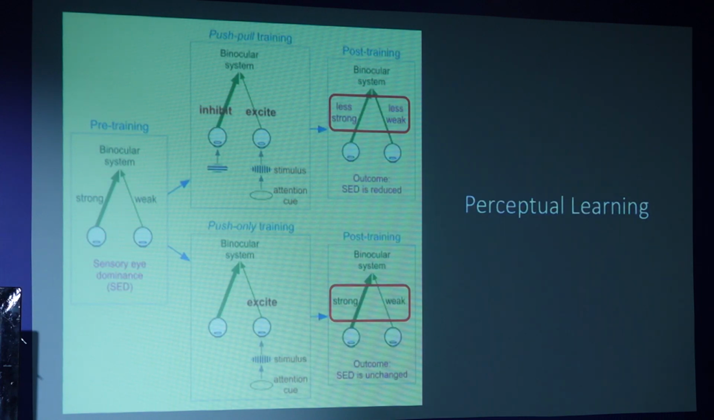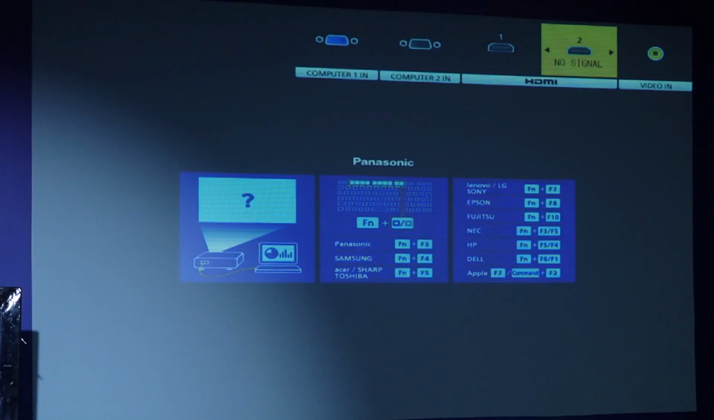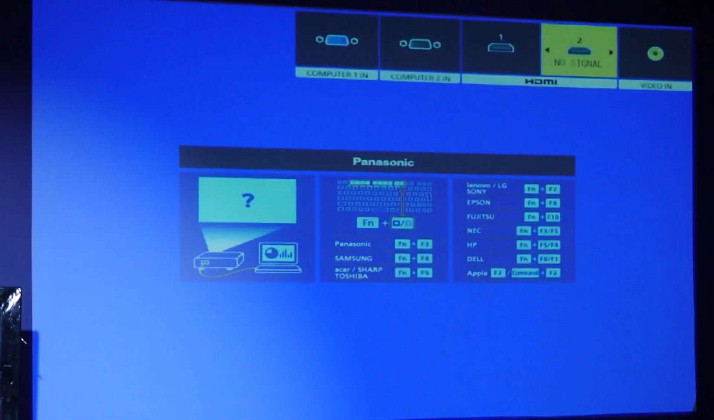So perceptual learning is a push-pull training. One side pushes, the other side pulls. Whereas in dichoptic therapy, there is actual reducing of contrast. So what you're doing is competitive inhibition in dichoptic therapy.